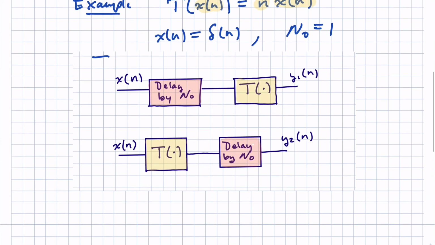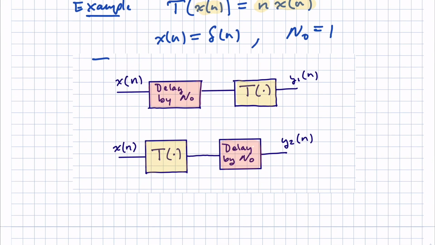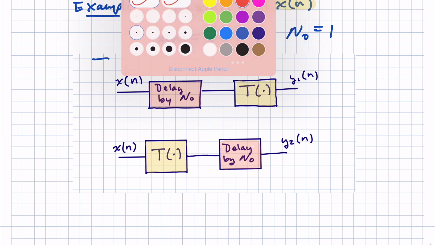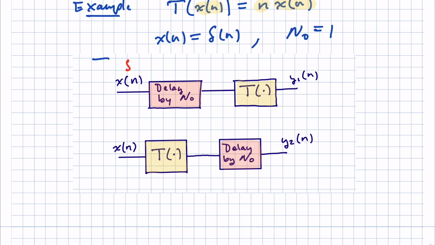If I apply this to the first system, let's think about that. We take delta of n. Here's delta of n. I delay this by 1, so I have delta of n minus 1 going into the system. How would I calculate y1 of n? y1 of n is going to be n times delta of n minus 1.